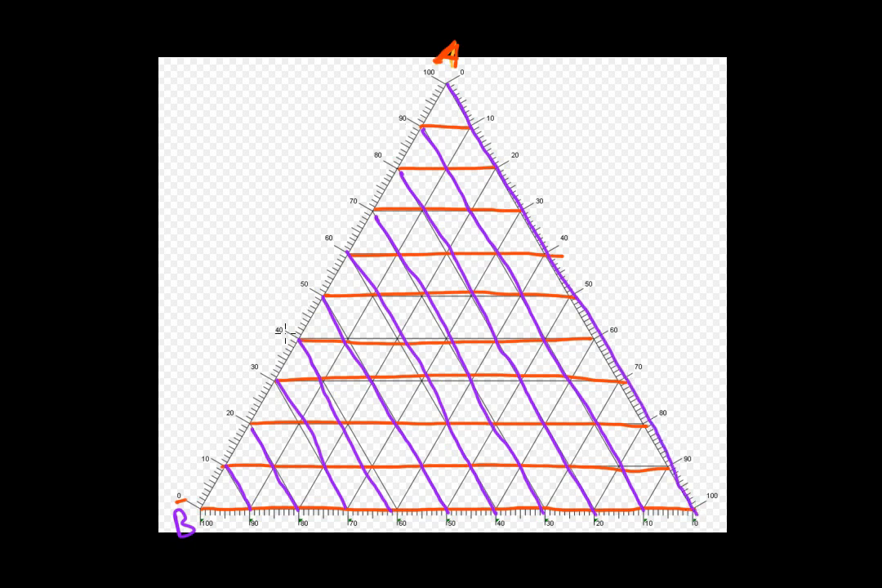Now let's go to component C. And again, that's right here, that's 100% C. Then we keep going, that's 80%, 70%, 60% C, and just keep on going.